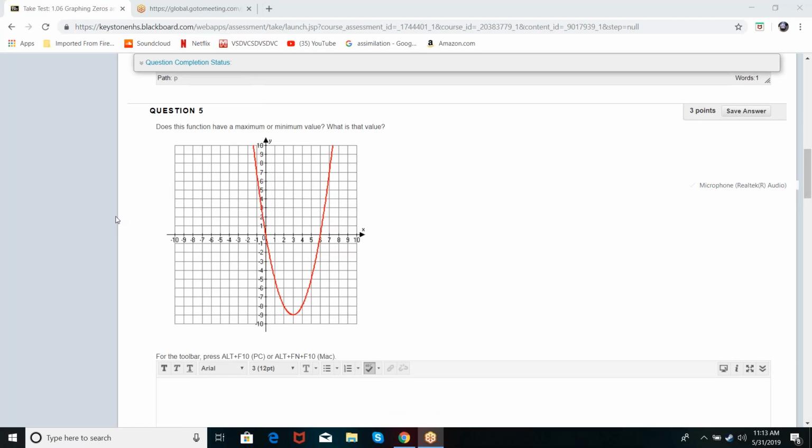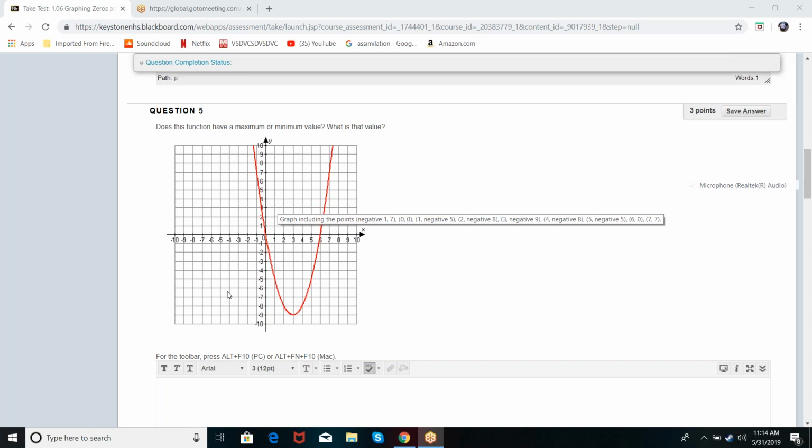All right. And the question is on this one, does the function have a maximum or a minimum? What does it have? It has a minimum. Yeah. Why does it not have a maximum? Because a maximum is the maximum all the way to infinity.